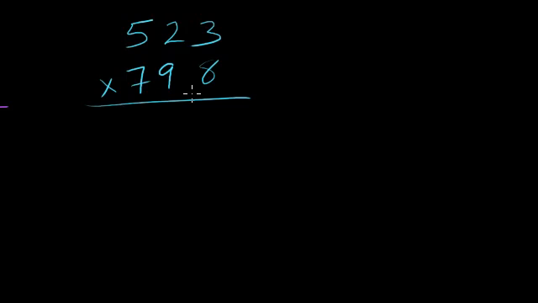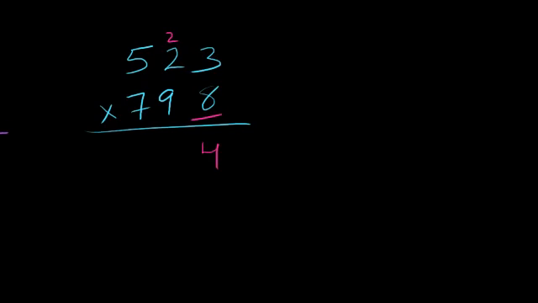So we start with 8 times 523. 8 times 3 is 24. Stick the 2 up there. Now 8 times 2 is 16. 16 plus 2 is 18. Put the 1 up there. 8 times 5 is 40. Plus 1 is 41. So 8 times 523 is 4,184. We're not done. We have to multiply it times the 90 and the 700.